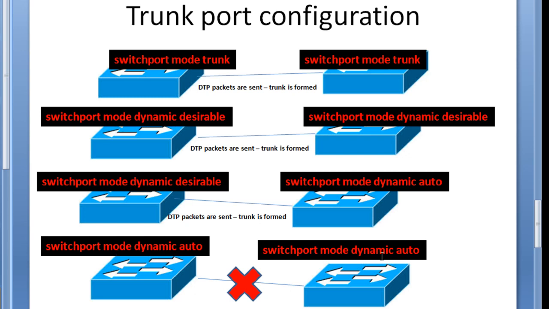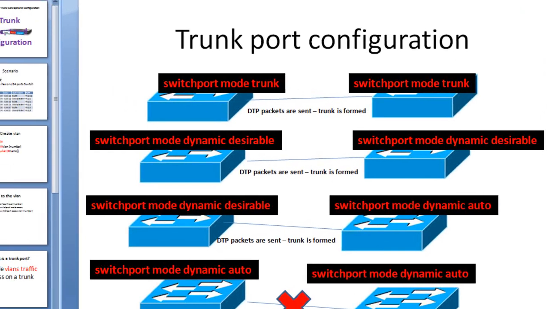The only problem you will have is dynamic auto to dynamic auto. You will not have a trunk, because DTP negotiation packets will not be sent. I mean, DTP packets will be sent, but there will be no negotiation for a trunk link. You have to understand this concept in order to do trunk port configuration on the switch. To show you all these things, let's go back to Cisco Packet Tracer.